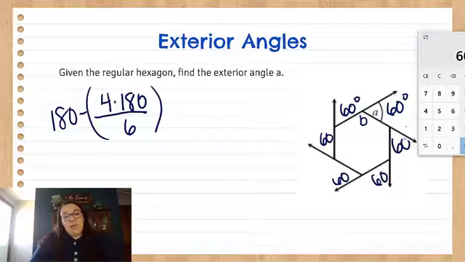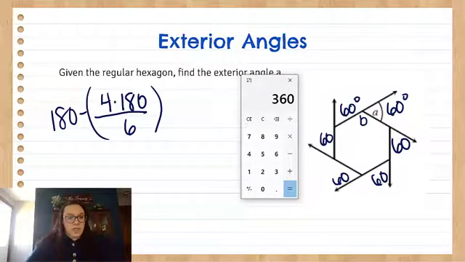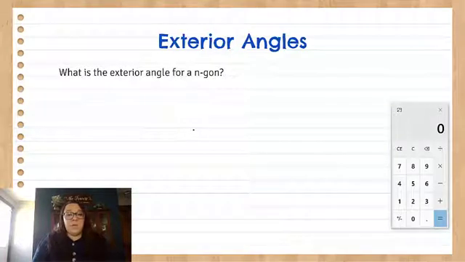And in this case, I want to try to find the sum of the exterior angles. There are 6 of them, as we know, and they sum to 360. Let's note that for later. All right, let's see if we can come up with a general formula for the exterior angles.